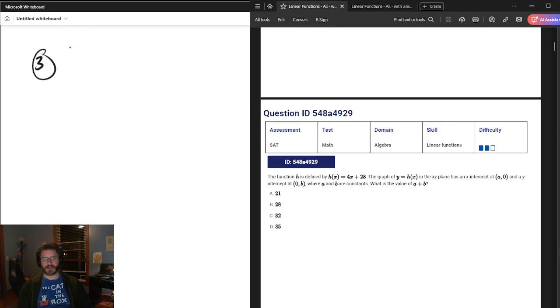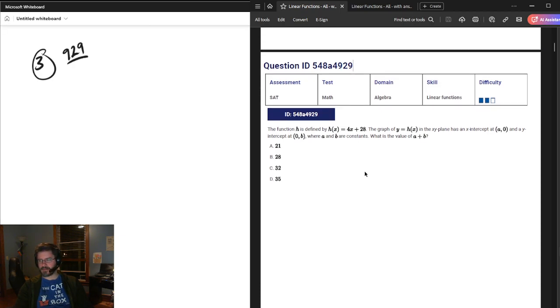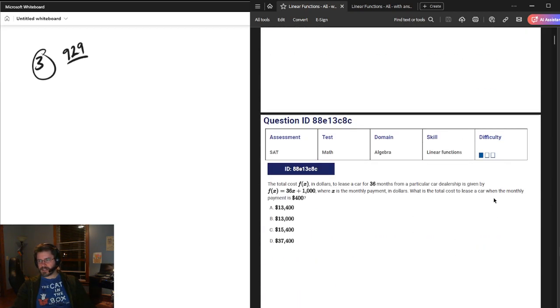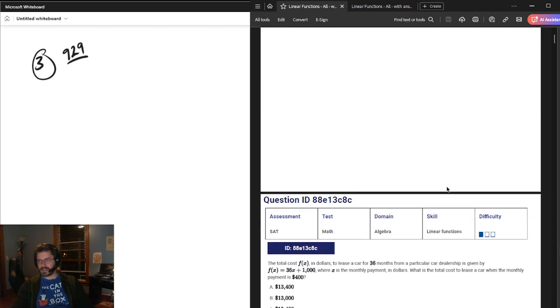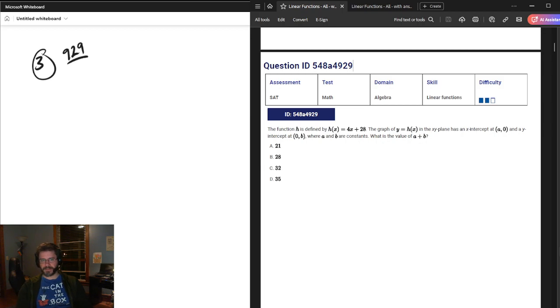This is question 929. And again, I'm just using those last digits there to keep track of which one I'm doing. What have the difficulties been so far? That's ranked as hard, sure. This is ranked as easy. Yeah, this one's medium. All right.